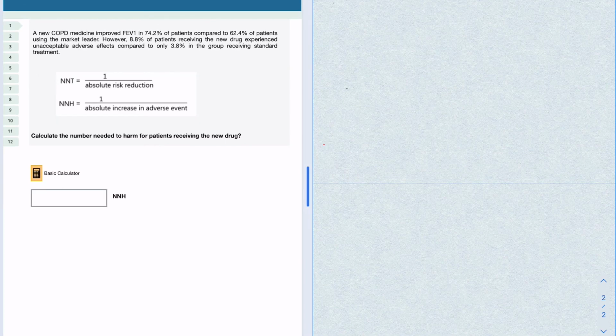Right, so this is an example of a number needed to harm question. Essentially, the methodology that we're going to use to tackle this question is exactly the same as the number needed to treat question. First thing, number needed to treat and number needed to harm are two different things. Number needed to treat is the number of people we need to treat to get one positive outcome. Number needed to harm, on the other hand, means the number of people that we need to treat before we get an adverse event, so before something goes wrong. But essentially the methodology is exactly the same.